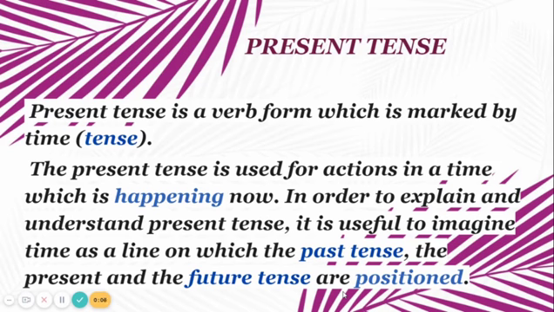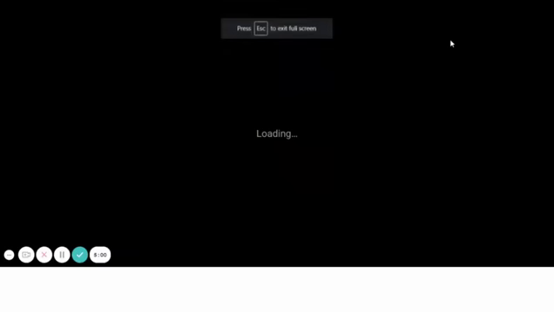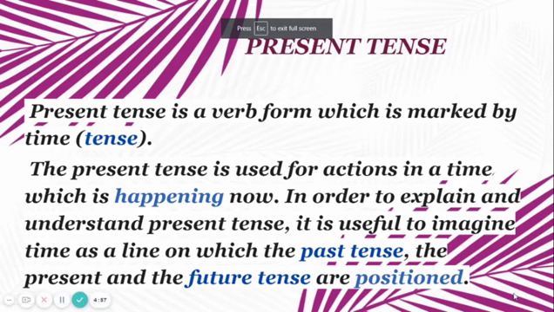As you all know, tense always denotes the time, right? Now we can see the present tense. Present tense is used for actions in a time which is happening now. As I already said, it is what is happening in the present situation. That means now, current. Okay, for your kind information, it is what is happening every day or sometimes or always or often or usually.